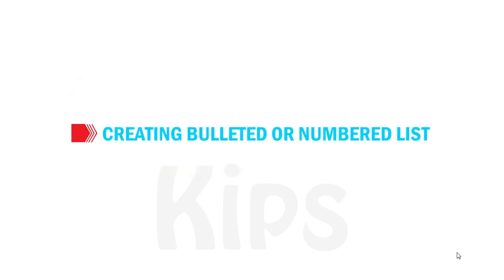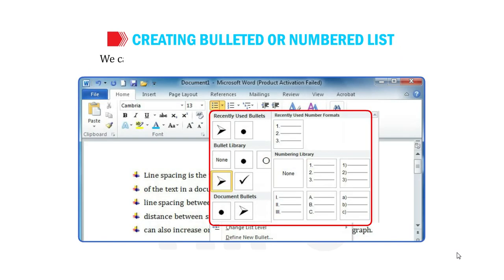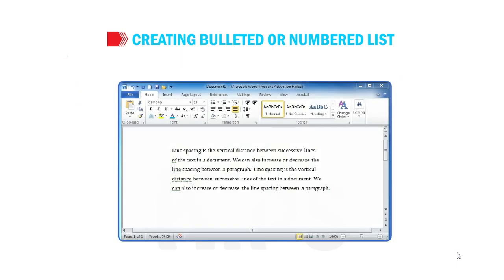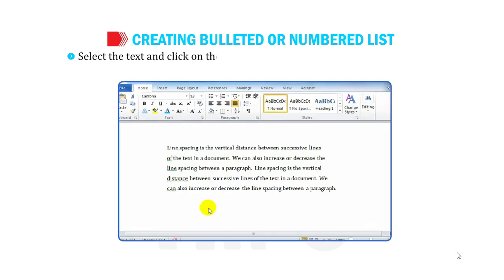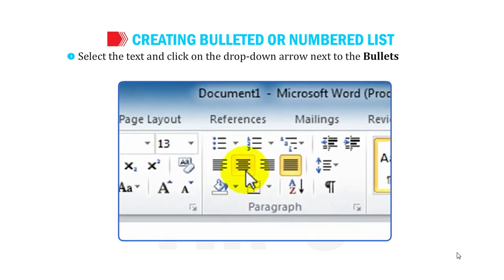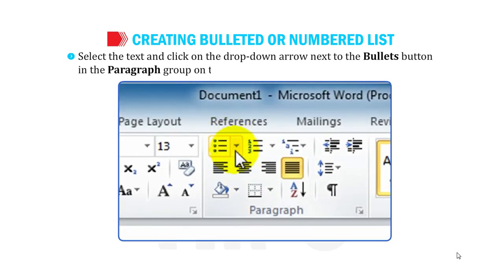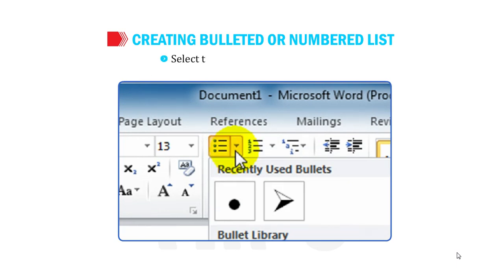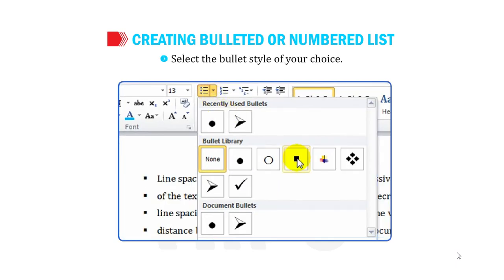Alright students, now let us learn how to create bulleted and numbered list. We can format list in a document by using bullets and numbers. A bullet is a small graphic symbol that indicates items in a list. To apply bullets to the text, follow these steps. Select the text and click on the drop-down arrow next to the bullets button in the paragraph group on the Home tab. Select the bullet style of your choice.